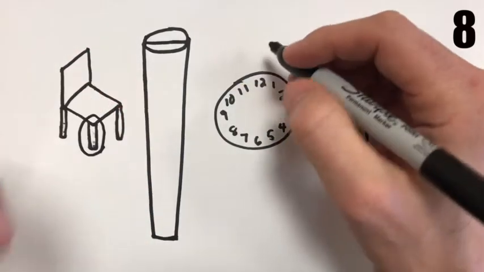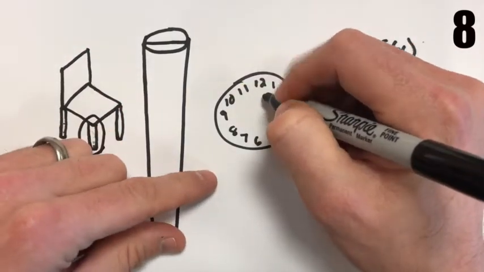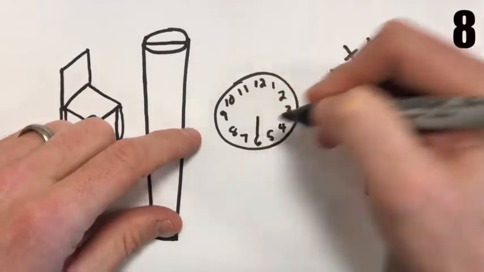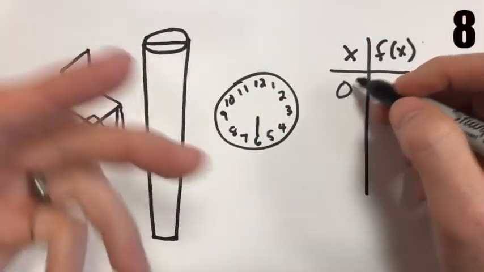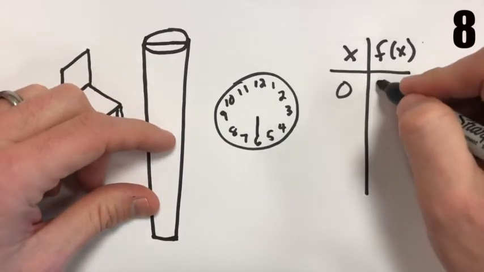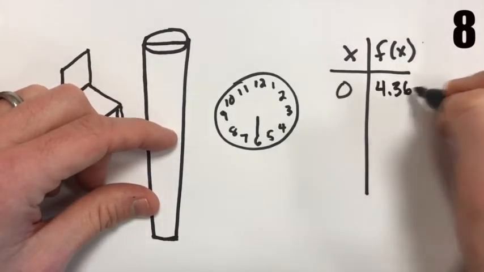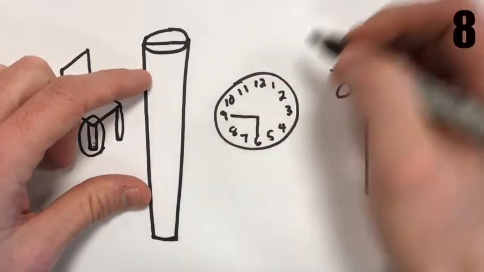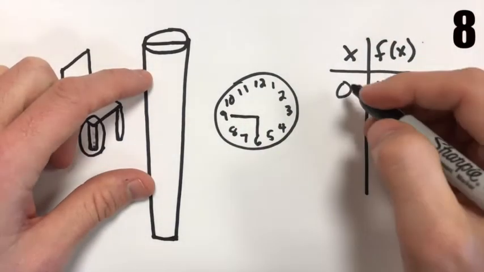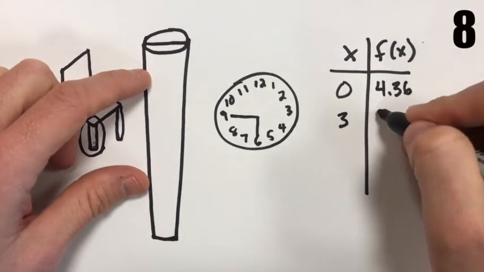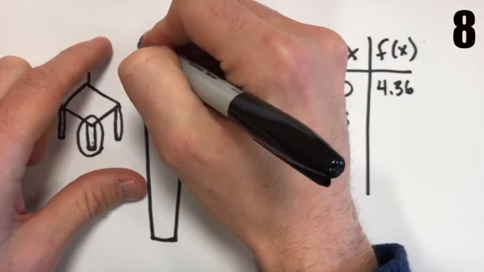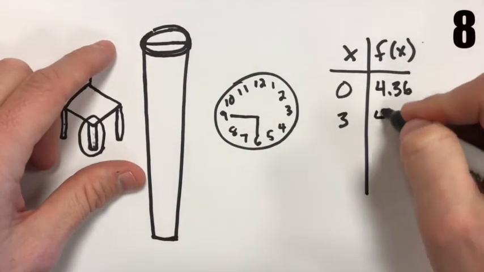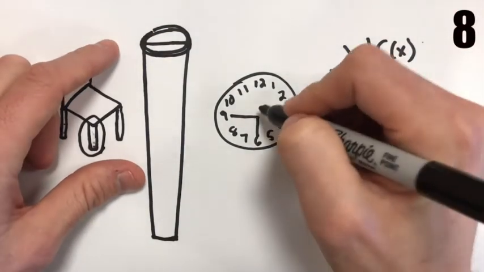Okay, so let's say we're starting at 6 a.m. So that's hour 0. We're starting the timer there. And let's say it's 4.36 centimeters. Now move up to 9 a.m. So that's after 3 hours. Now it's expanding a little bit. It got a little warmer. Now it's up to 4.75.